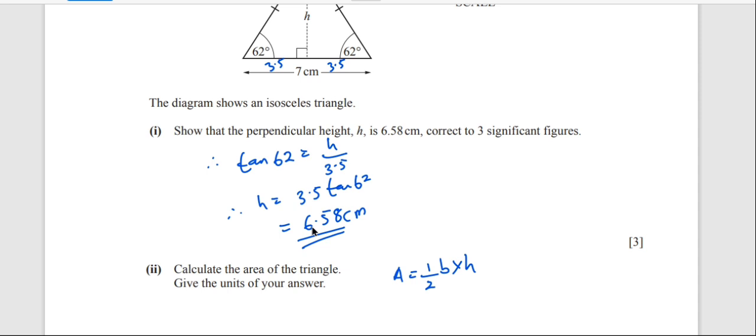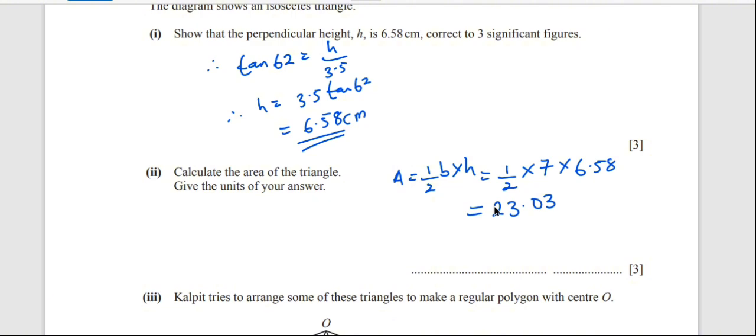So that will give us 1 over 2 times the base, which is 7, times the height, which is 6.58. If you work that out, that will give us 23.03, and the unit is going to be cm square. So we'll write our answer here: 23.03 cm square. That's the unit of area.